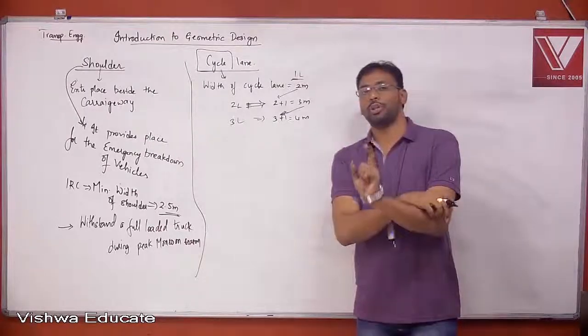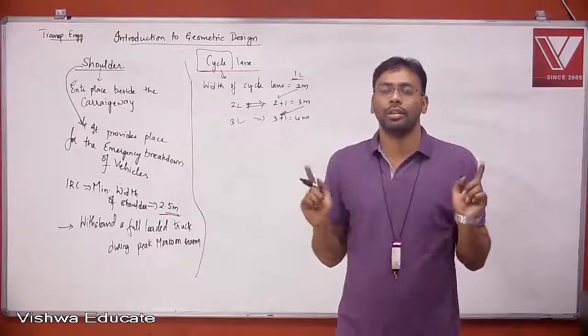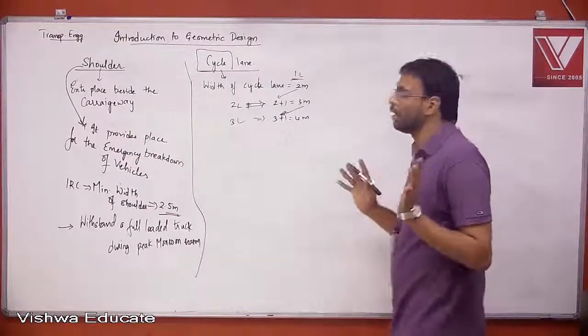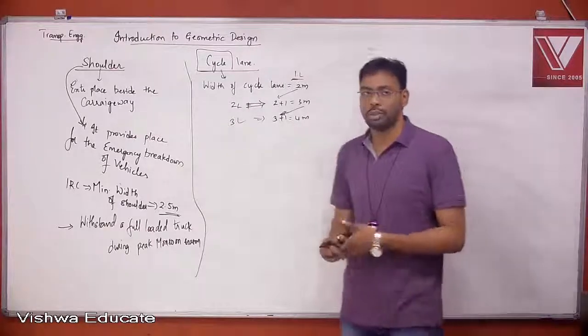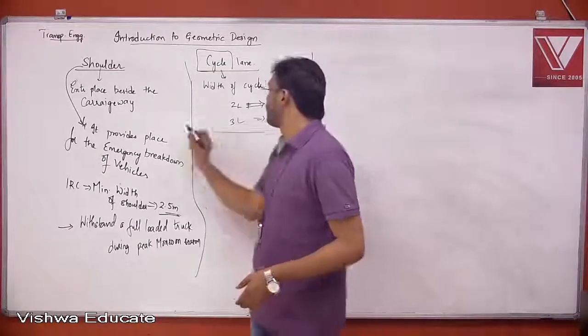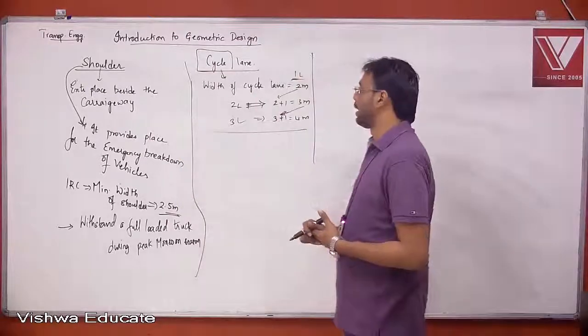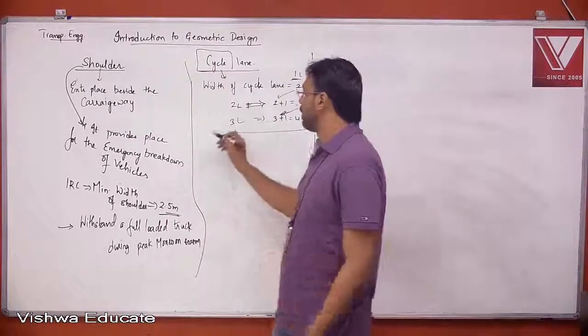If they ask you the width of a single cycle lane, a single lane for a cycle is 2 meters. Two lane, it is 2 plus 1, 3 meters. Three lane, it is 3 plus 1, 4 meters. Right? So that is how we find the width of cycle lane. Next one is guardrails.